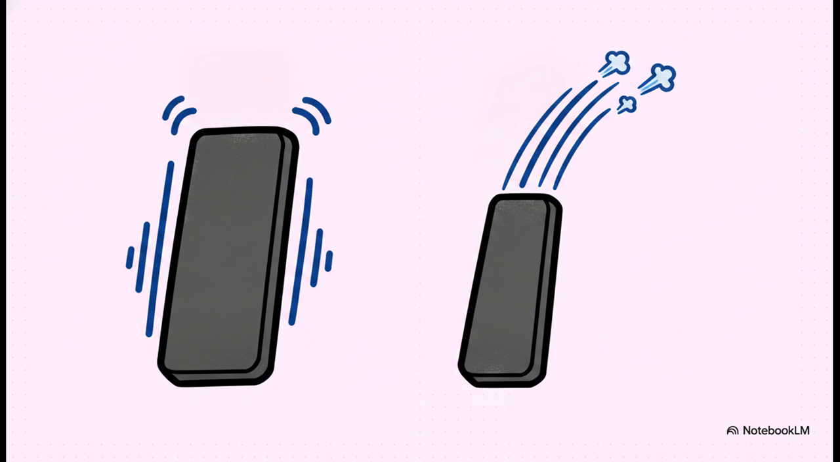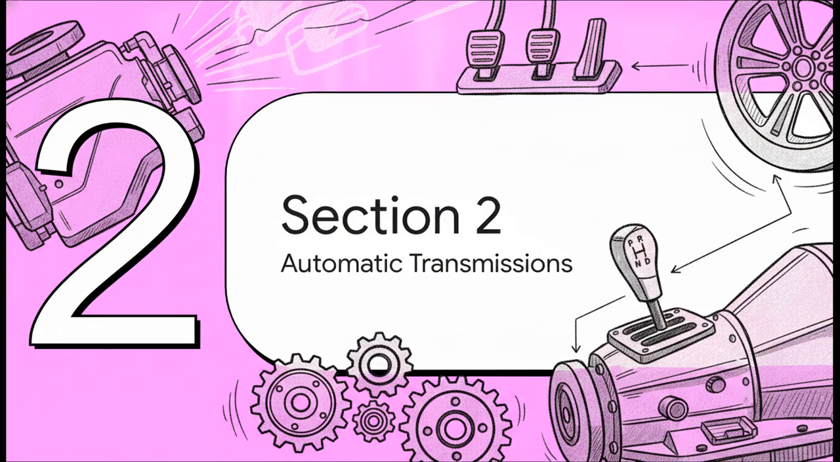Now, looking down at your feet, the setup is actually super simple. The right pedal is used for gas to make you go, and the left pedal is used for the brake to slow you down.